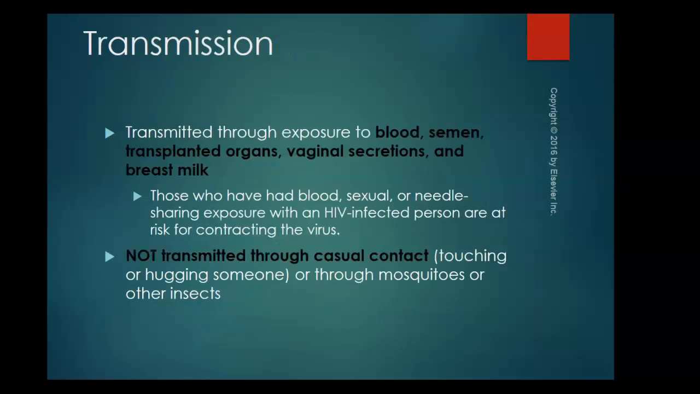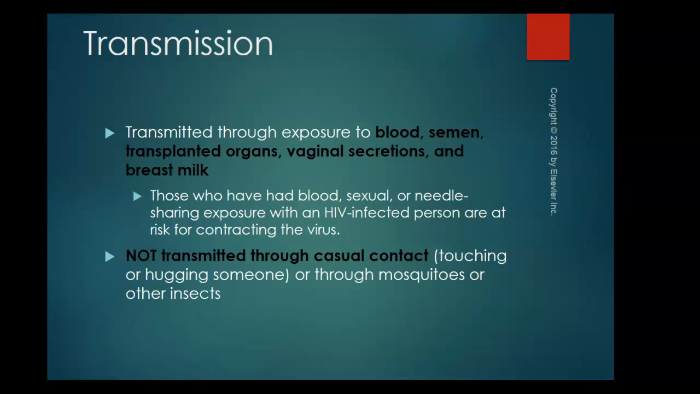Transmission, as you are probably aware, since HIV is something we've been educated on over the years, is through exposure to blood, semen, transplanted organs, vaginal secretions, and breast milk. So the way that these would occur is most commonly through blood, sexual, or needle sharing exposure with an HIV infected individual that is at risk for contracting the virus. Not transmitted through casual contact, so hugging, touching someone, or through mosquitoes or insects.